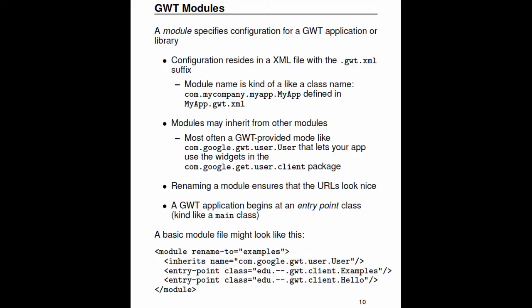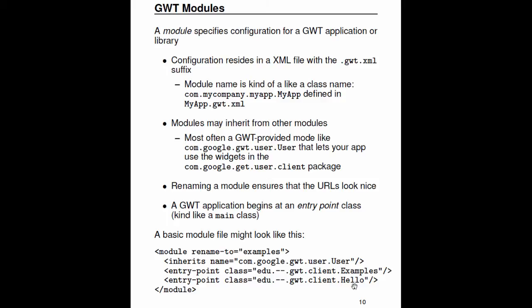And the GWT module configuration also defines what's called an entry point class. It's like a main class. It's a class with a main method in it. It's basically, here's where the application starts, or more strictly speaking, when the web page that contains your application is loaded, here's the method to invoke. So I had to abbreviate some of this stuff so it all fit on the page. But here's what a module might look like. So here in examples.gwt.xml, we'd have a module declaration saying, hey, we want to rename this to examples, which makes the URL a little nicer. And we'll say, hey, it inherits the user module, and it's got two entry points, examples and hello.